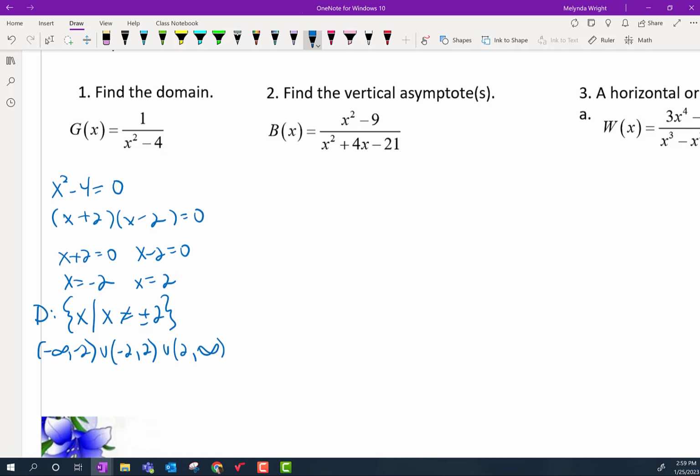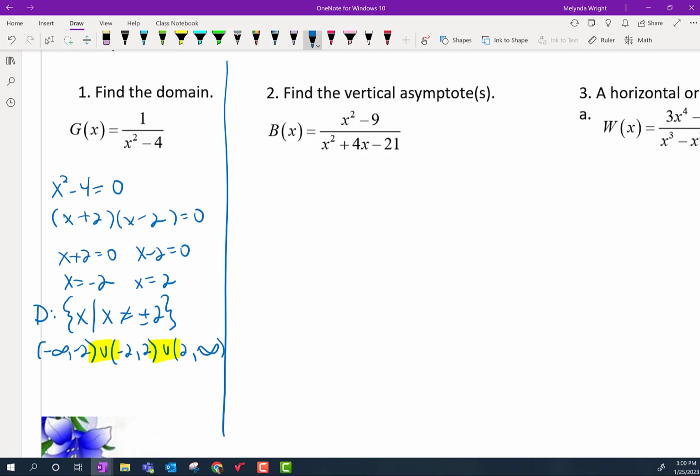The interval notation is basically highlighting that we need to leave the negative 2 out and the 2 out by putting parentheses there. Parentheses means not including, so we're not including the negative 2 or the 2. So that's an example with domain.